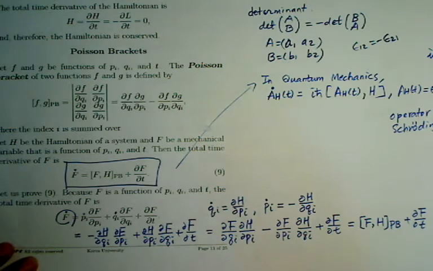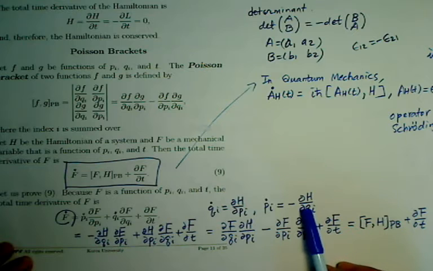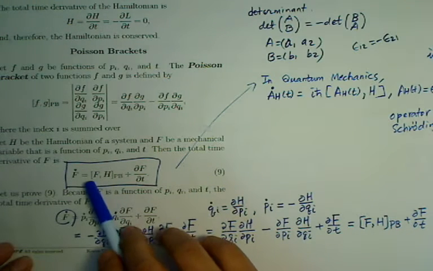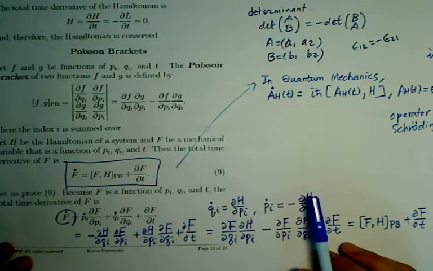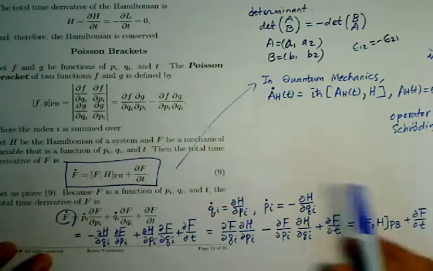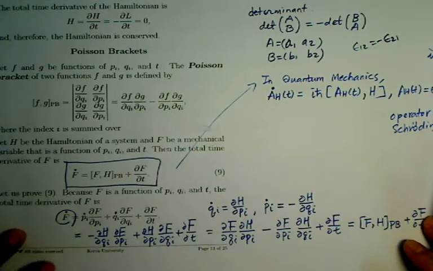So if we make use of the Poisson bracket and Hamilton's equations of motion, then we can express the total time derivative of a mechanical function in this way. All right.